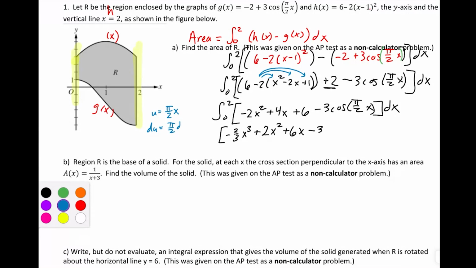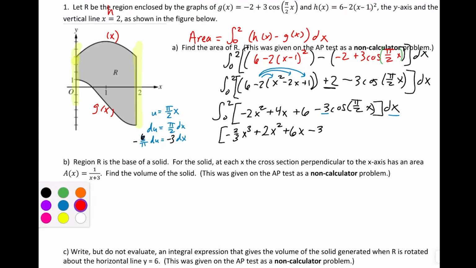pi over 2 dx. Now what I have is a 3 dx, or really a negative 3 dx, instead of a pi over 2. So I'm going to divide both sides by pi over 2. Multiply both sides by 2 over pi would be the same thing. And then multiply both sides by negative 3. Negative 3 times 2 is going to be negative 6. So I can replace the negative 3 dx with a negative 6 over pi du.